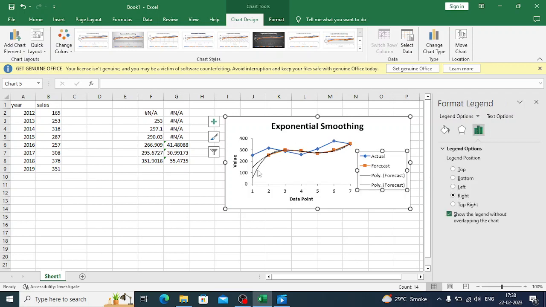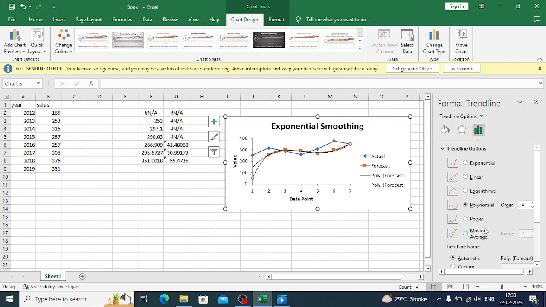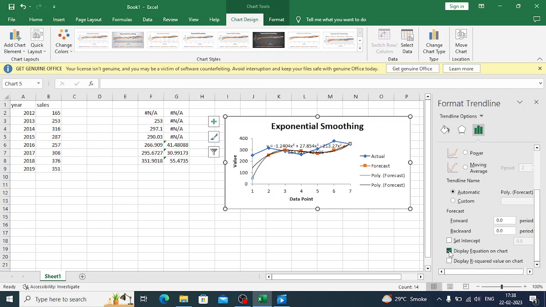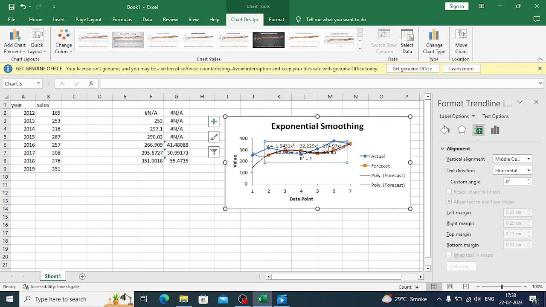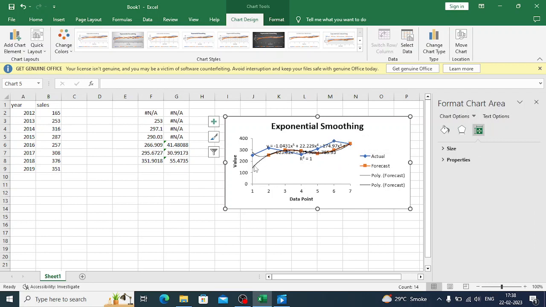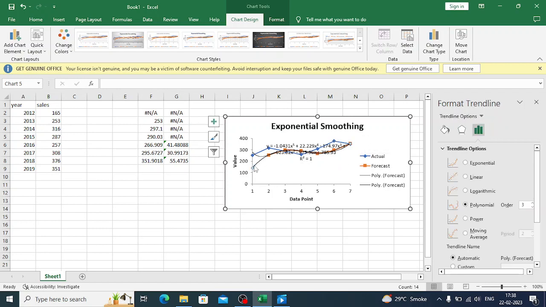I'm going to erase the polynomial. This is the equation. Now display the equation on the chart, and display R-square also. Here the R-square value is 0.8. If I raise the equation up to the fourth order, your R-square value is now going to be 1, but the shape of that line is going to change.